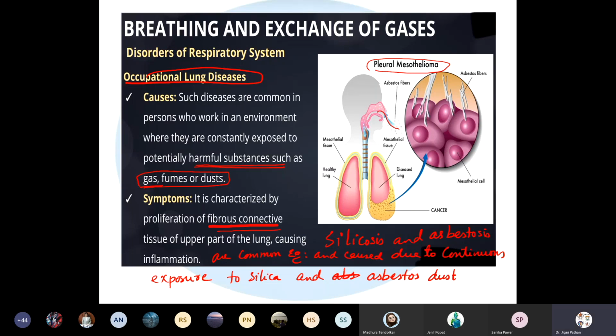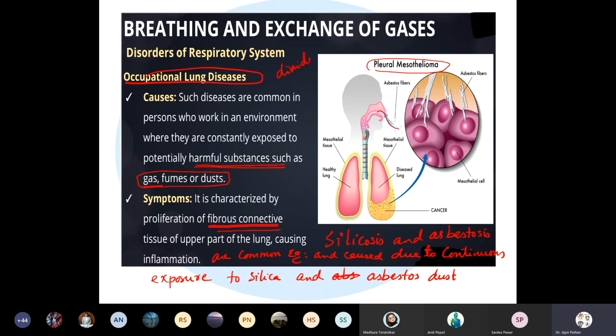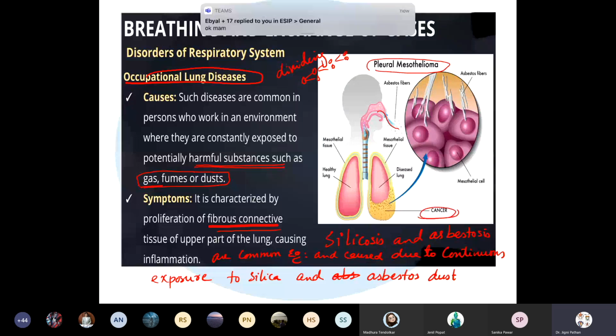What is proliferation? Proliferation is dividing. If there is one, it becomes two, two will become three, three will become four. On a later stage, that leads to cancer. You just need to know the important questions which I have marked. We are not discussing cancer here.